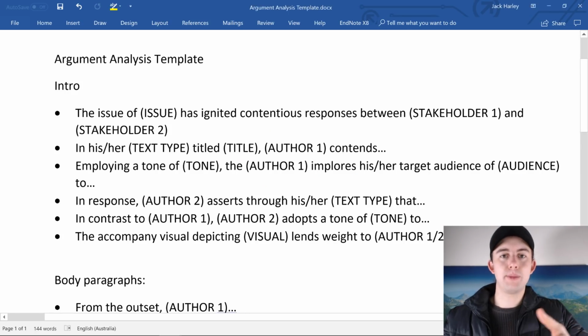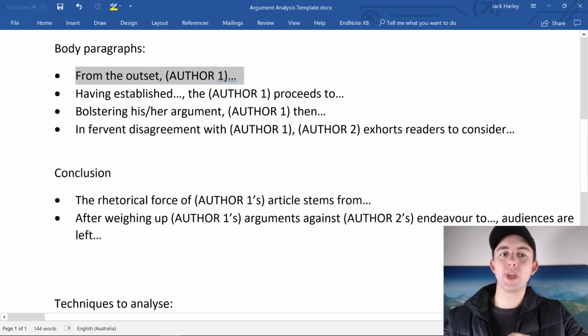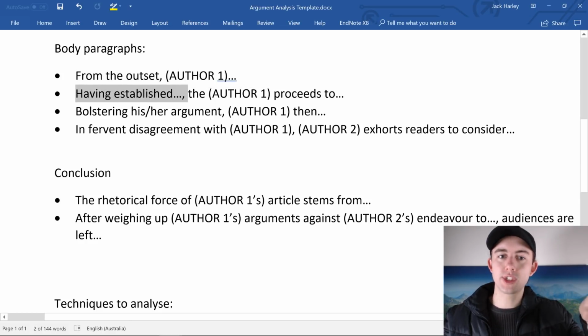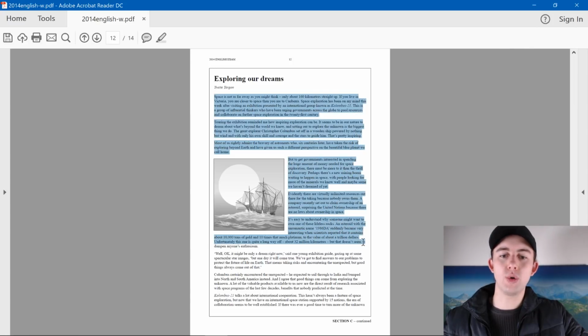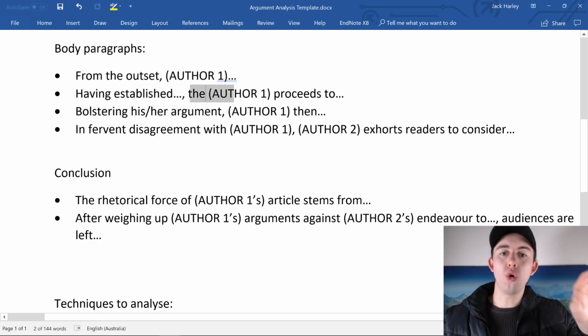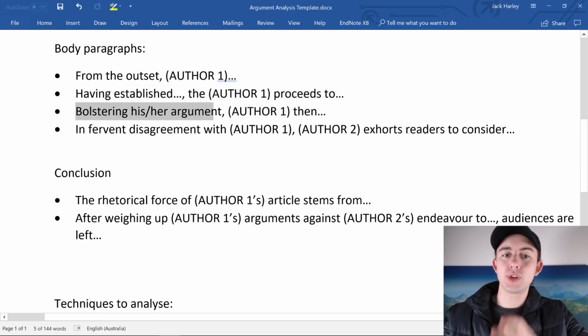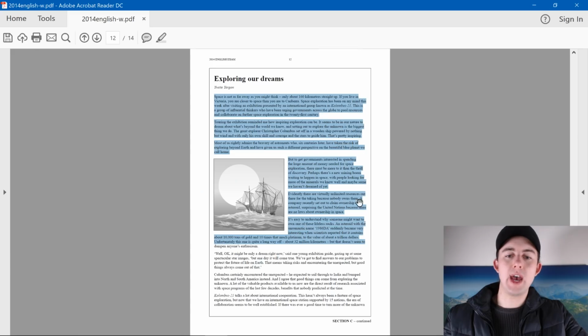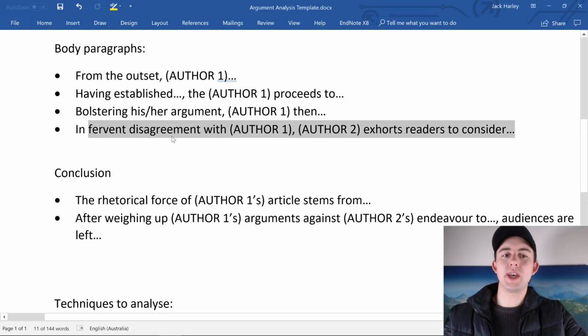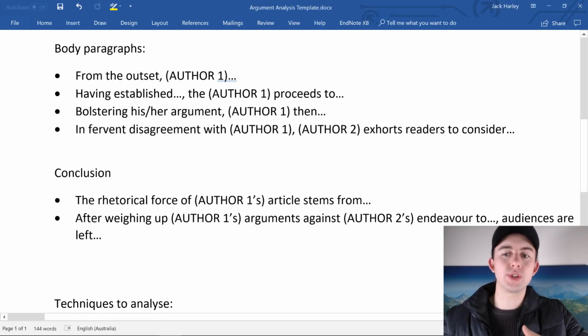So what other templates can we use? Well, for body paragraphs, for the first body paragraph, we can say from the outset, author 1 does this, okay? Having established whatever they established in your first paragraph, remember your first paragraph, it talks about the first chunk. One chunk could be like, this first section of the piece, right? All of this. So you say, having established that, the author proceeds to, what's their next argument? Bolstering his or her argument, author 1 then describes the third argument. Then the final chunk, we're going to be talking about author 2. So this is going to be on our chunk about this response. So we say, in fervent disagreement with author 1, author 2 exhorts readers to consider this. That's it. That's our body paragraphs.